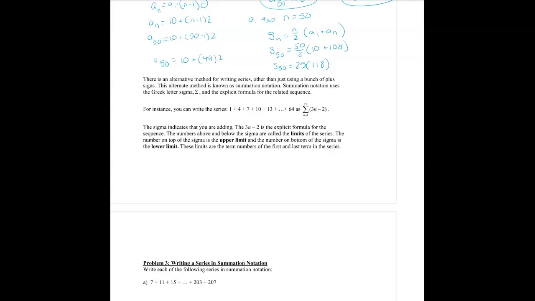The numbers above and below the sigma are called limits of the series. The number on top of the sigma is the upper limit, hence why it's on top and up above. The number on the bottom of the sigma is called the lower limit, which is why it's below. These limits are the term numbers of the first and the last term in the series.